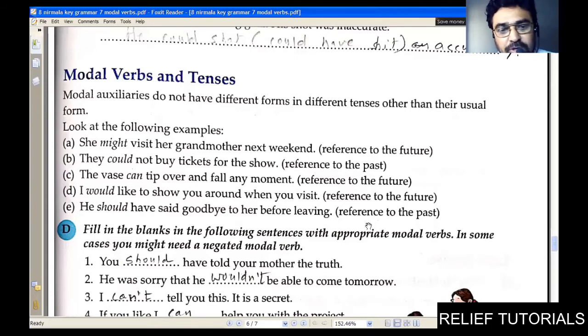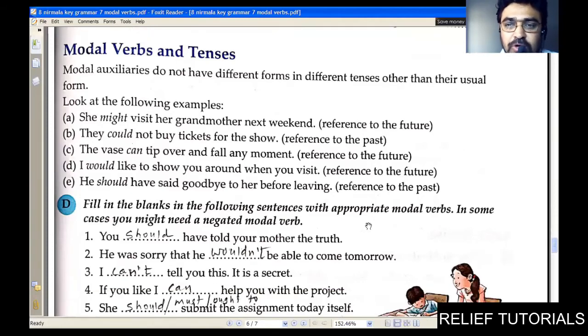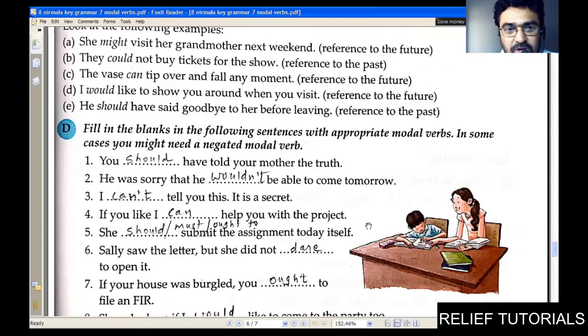He should have said goodbye to her before leaving. That is a reference of past. But should can also be used for present. So fill in the blanks in the following sentences with appropriate modal verbs. In some cases, you might need a negated modal verb.